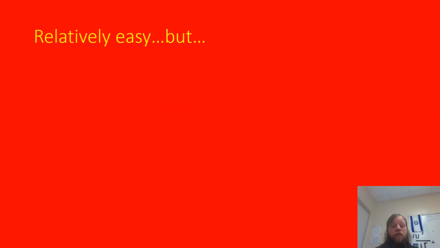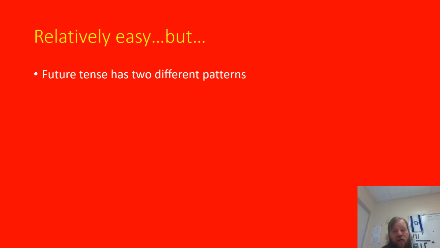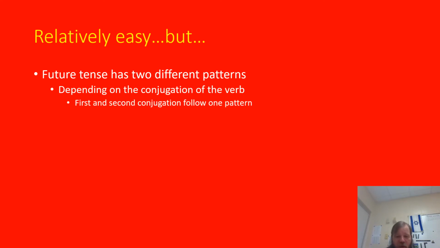All right, so future tense, not a hard tense at all. It is, however, a little bit different from any other tense, and that's why we save it to the end. What's unusual about it is that there are two patterns for it. Every other tense you've just had one way you do it, and this one is actually two ways to do it. And it depends on the type of verb you're looking at. What conjugation do you have? Do you have a first, a second, a third IO, or a fourth? It matters for future tense.